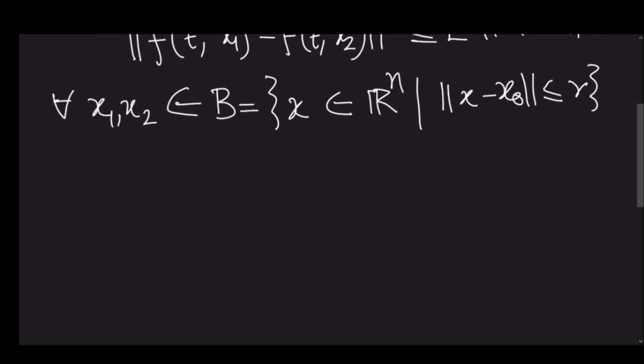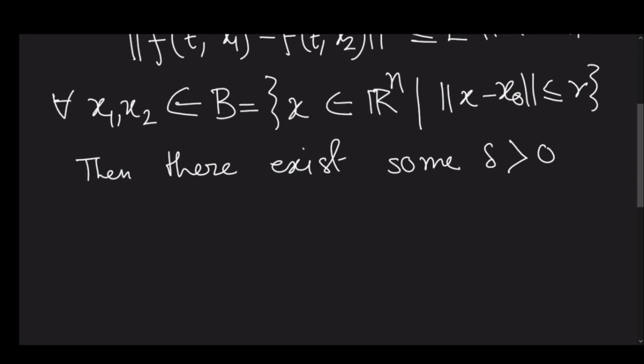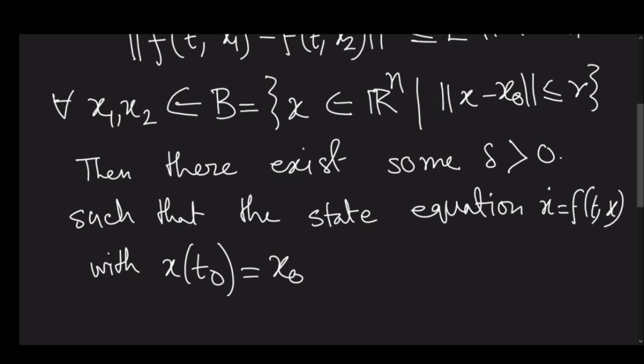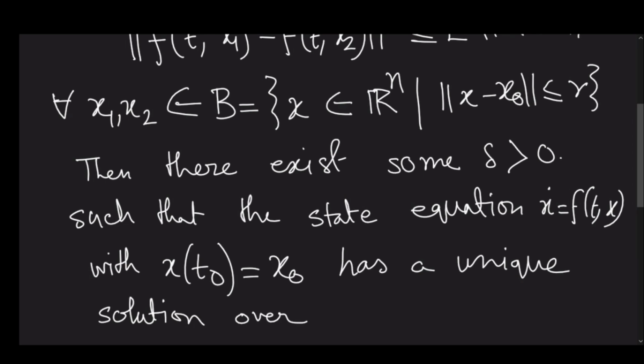Then there exists some delta greater than 0 such that the state equation x dot is equal to f of t comma x, with x at t naught equal to x naught, has a unique solution over t0 to t0 plus delta.